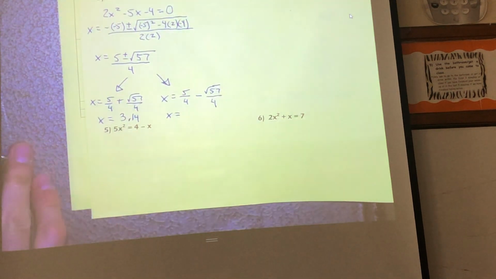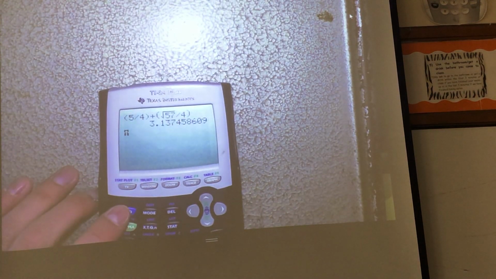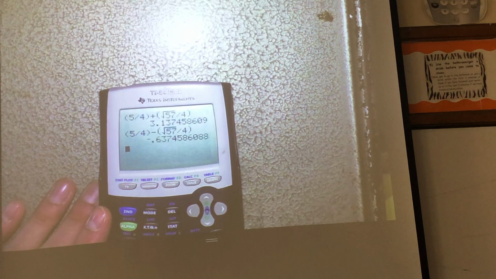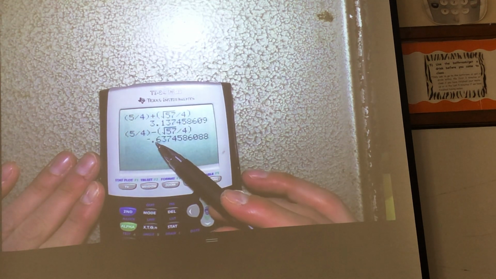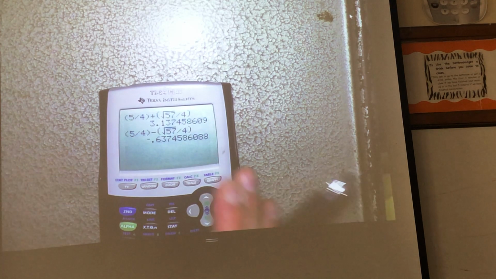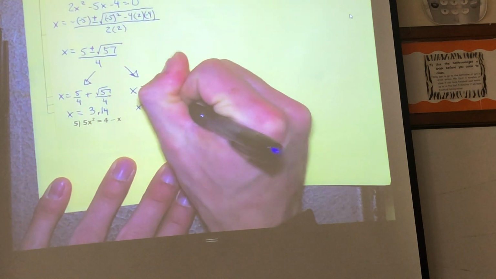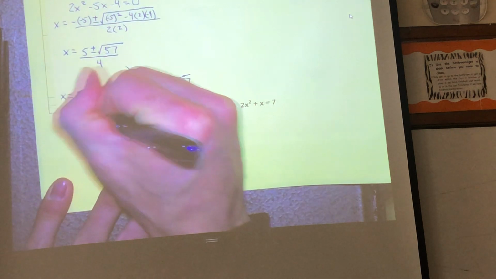Here, I'm going to do the same thing. I'm just going to push second entry. So whatever I most recently plugged in will show up. I'm going to move over here, change the addition to subtraction. And now rounding to the nearest hundredth, the second decimal place, I'll have negative 0.64. So those would be your answers.